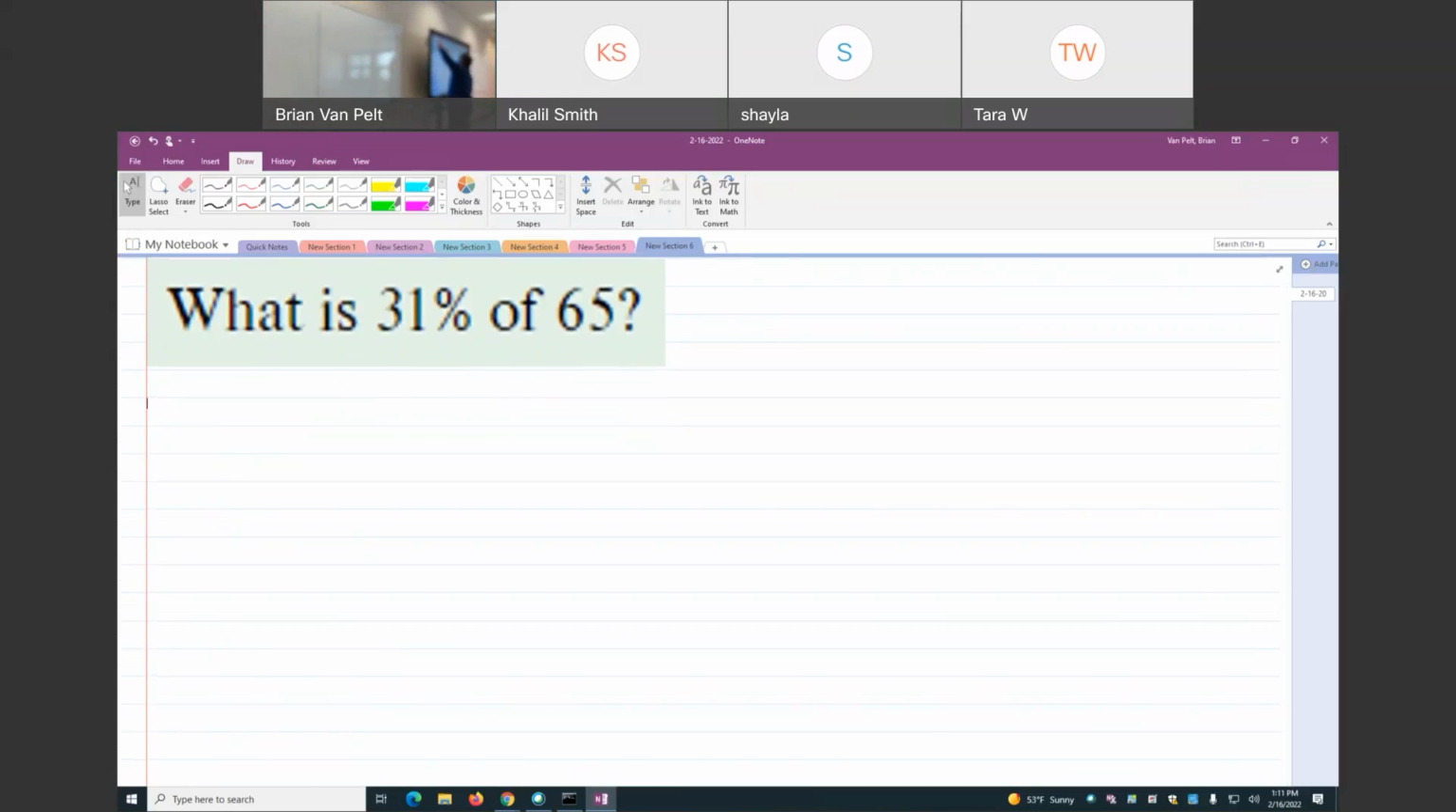So I can do something like this. Right underneath it, I can practically write the equation, like what would be X is 31% is 0.31. The of is multiplication. So all you have to do is 0.31 times 65. The equation wrote itself is what I'm trying to say. And that equals 20.15.